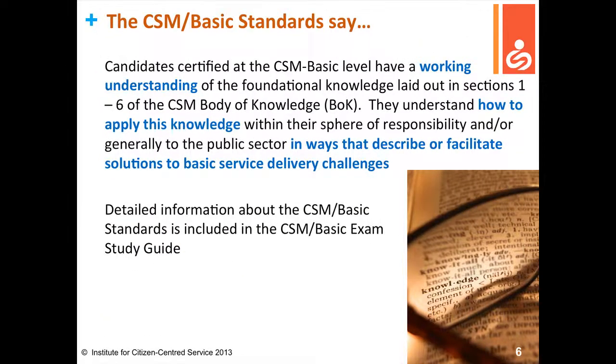So what do you need to have mastered in those 6 chapters? Well, you have to have what we would call a working knowledge, a working understanding of those 6 sections. What does that mean? It means you have to know more than just the ability to recall the information by rote. You have to actually be able to think about the information and apply it.